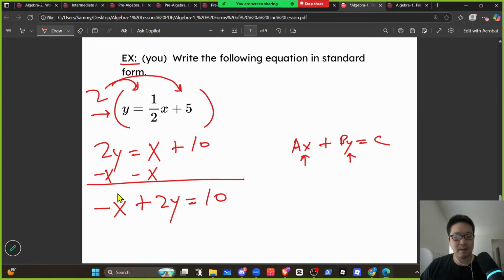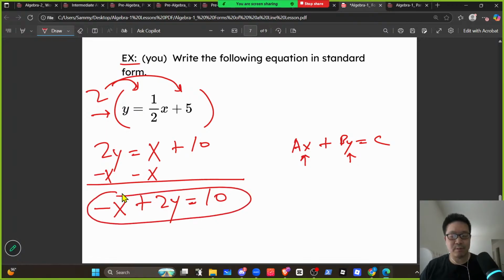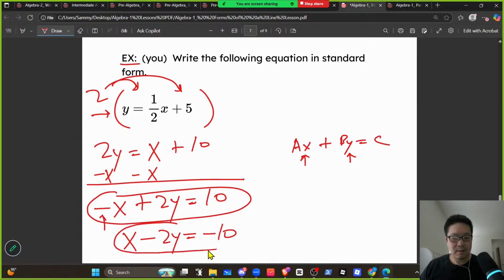I think this is acceptable, but some teachers are going to want to get rid of this negative. So I'm going to multiply both sides by negative 1, and when I do that, I get x minus 2y equals negative 10. I got that. You got that? Yeah. Very good.